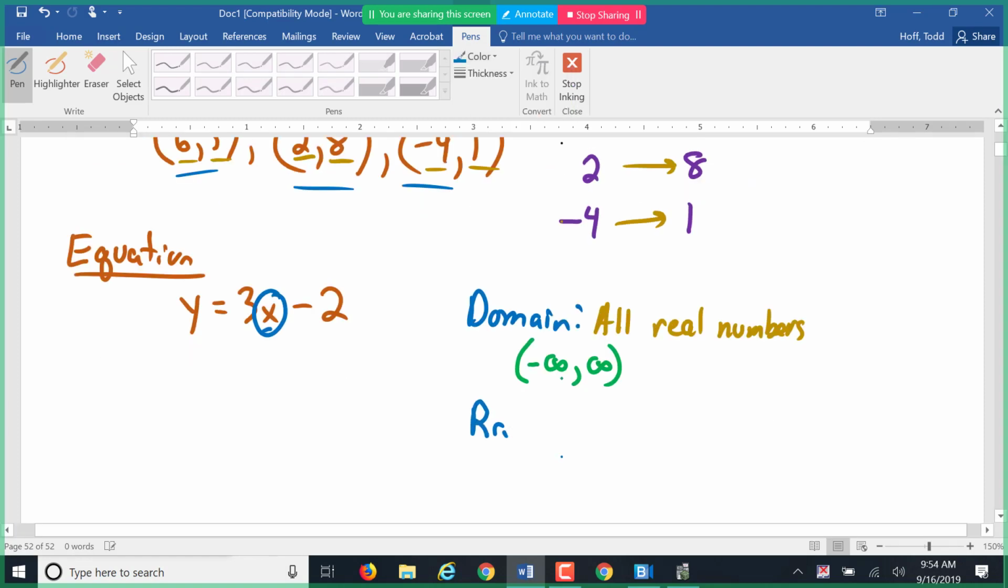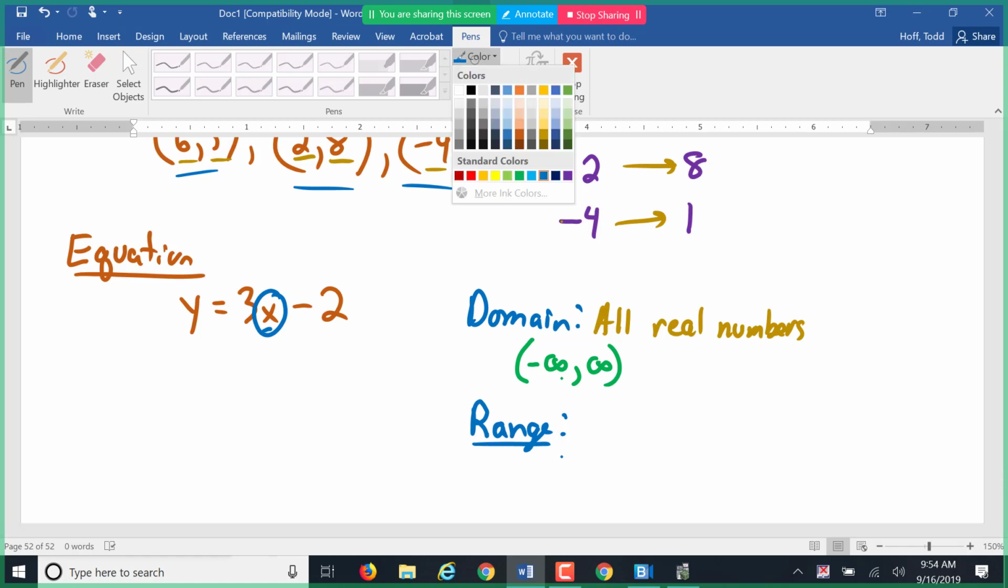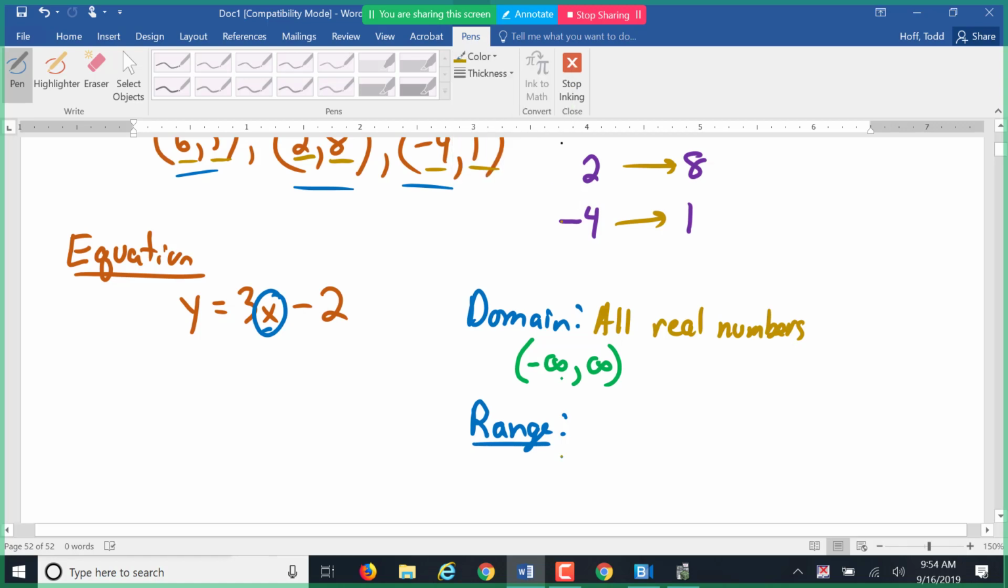Then the range. Often to work with the range, it's better to graph an equation. We're not going to graph this one here right now, but even though the domain goes from -infinity to positive infinity, it covers all numbers, sometimes the range will not.